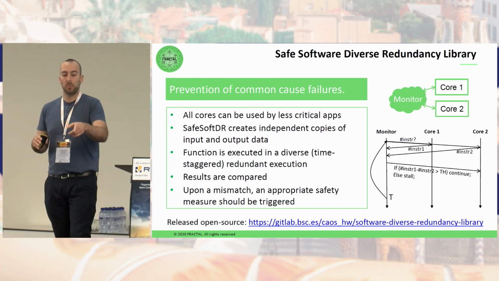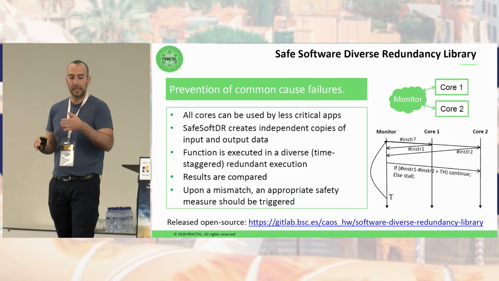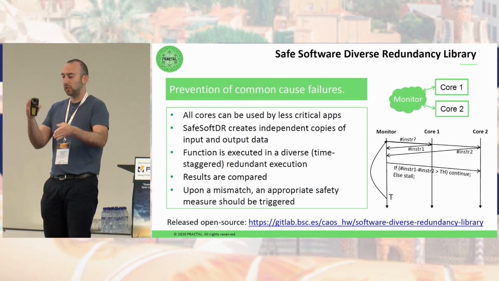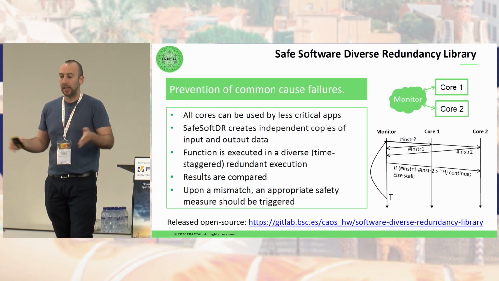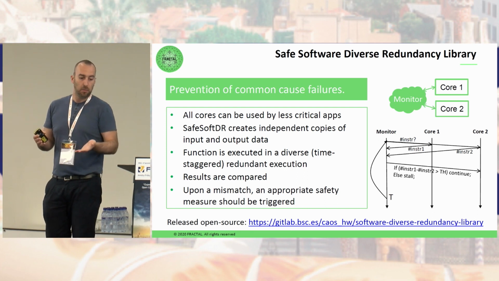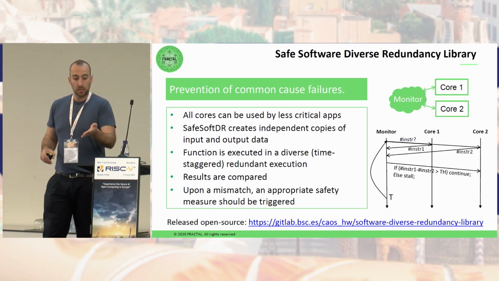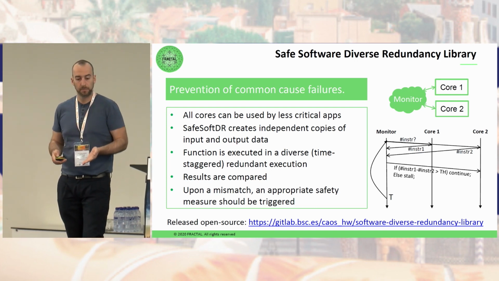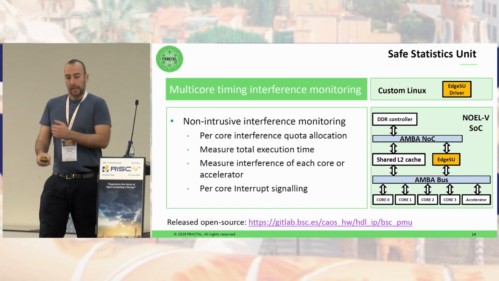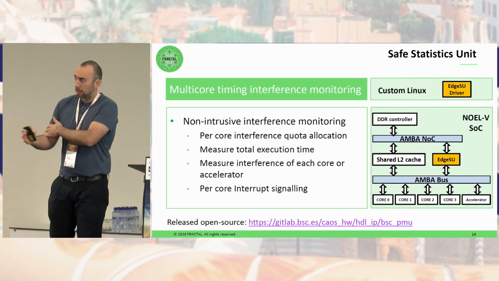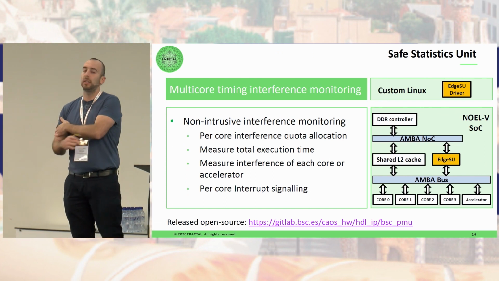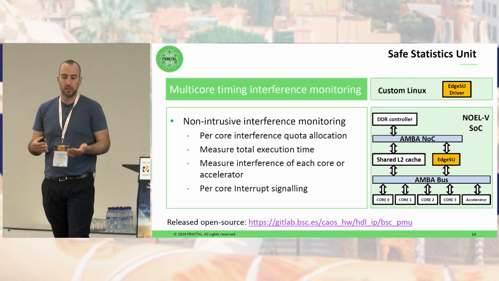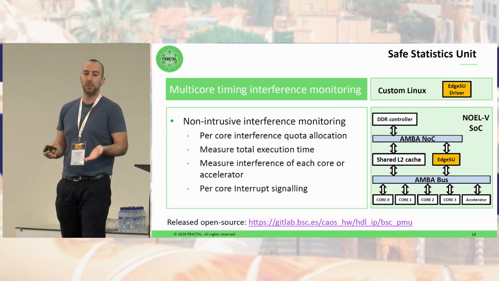Here we have the example of two cores and different instructions. The idea is that they execute specific instructions separately, so that we can then compare the results and match them. If there's a mismatch, then of course a safety measure can be implemented. This is the part of redundancy and diversity, but you also have to control that this process is within the time restriction that you have.